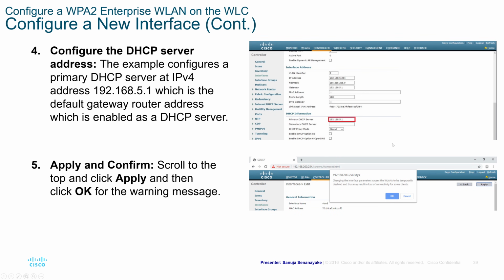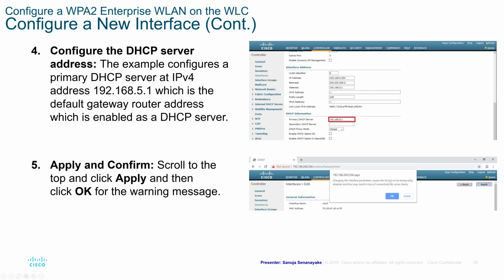And then the next thing we're going to look at is the DHCP server. So the DHCP server address in here, we're going to have 192.168.5.1 because that's the example we are using. Or you can set it to whatever DHCP server IP address you have for your situation, but in here that's what we are using, and that would be entered right here. And finally we're going to apply and confirm.